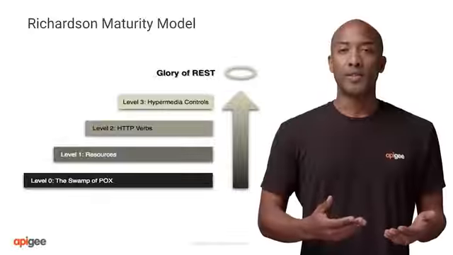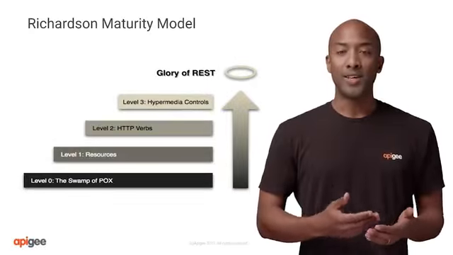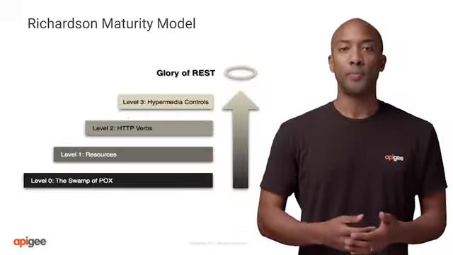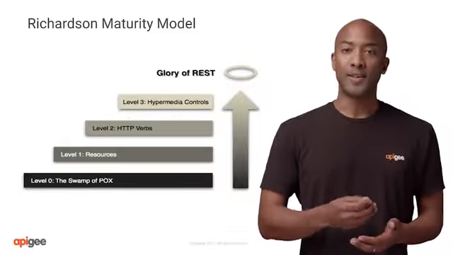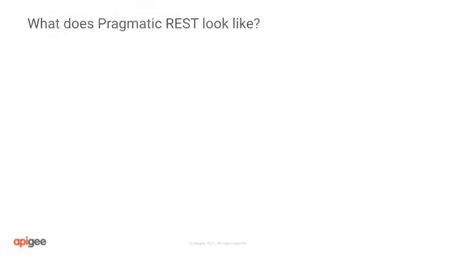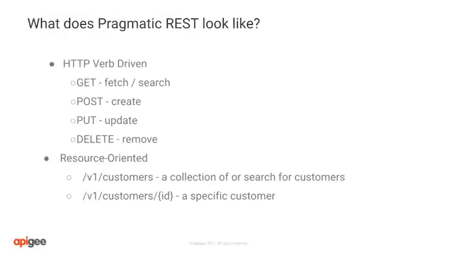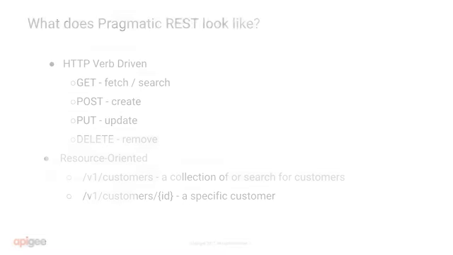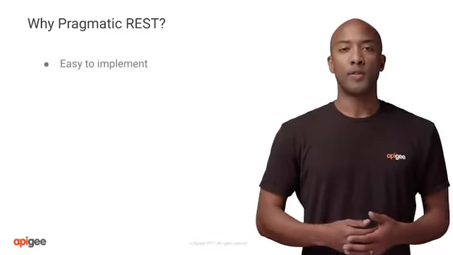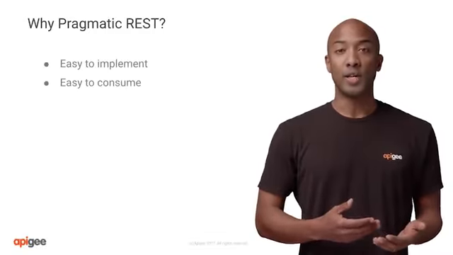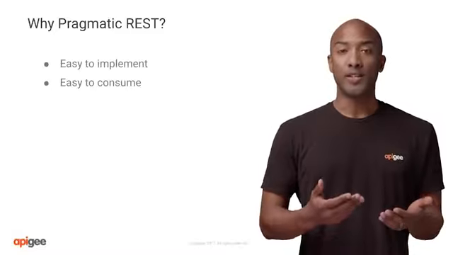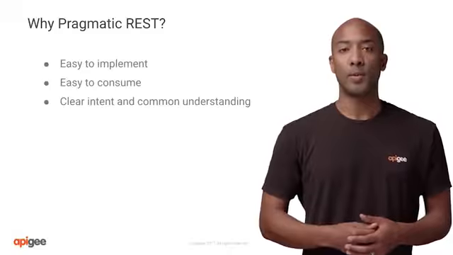If you think about REST on a scale of 0 to 3, REST is the highest level, level 3, and pragmatic REST is the second level. Pragmatic REST utilizes the standard HTTP verbs, and the action of the verb is performed on the resource. If you use the above concepts, your API will be understood by anyone that understands REST. Some of the benefits of pragmatic REST are that it's easier to implement over pure REST, and it provides clear intent on how to consume your API.